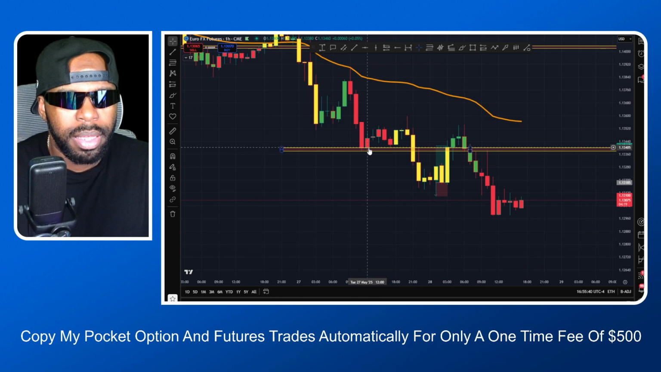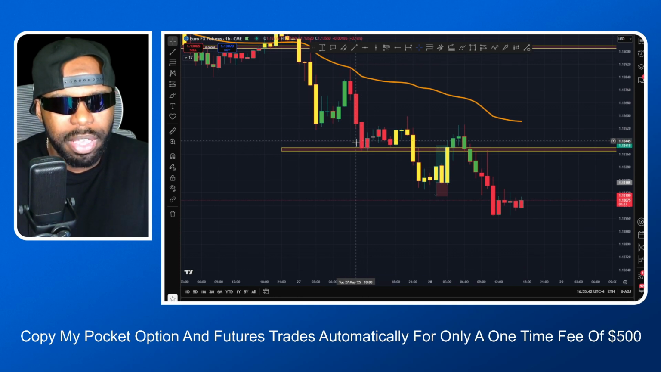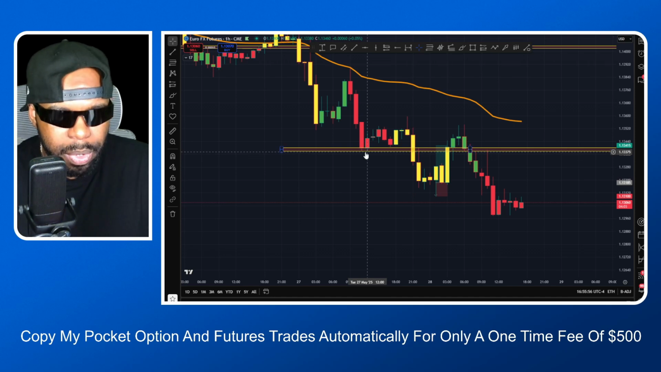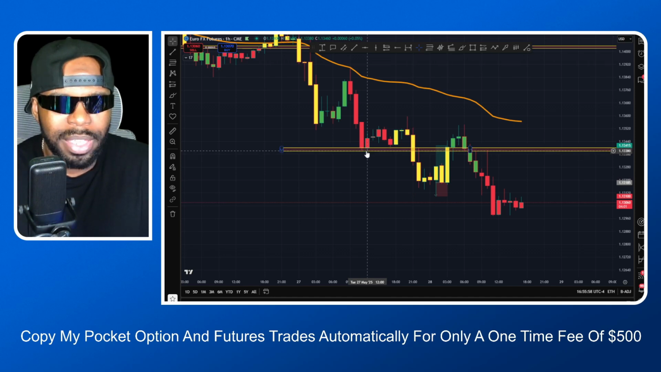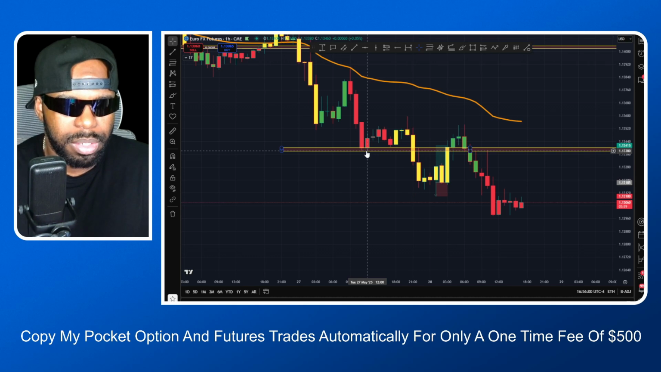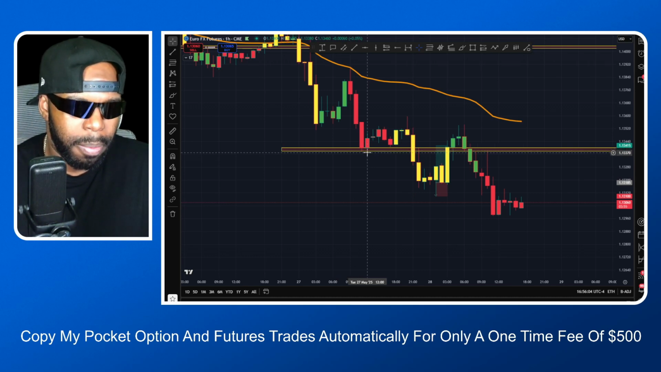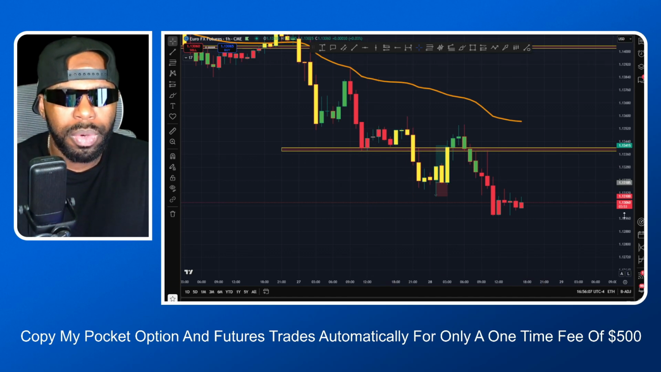All right. So over here, this is the previous U.S. session low. All right. This is the lowest point here. I think the lowest point was at 11 a.m. or 12 p.m. This is the lowest point of yesterday's U.S. session. So this is the U.S. session, yesterday's low.